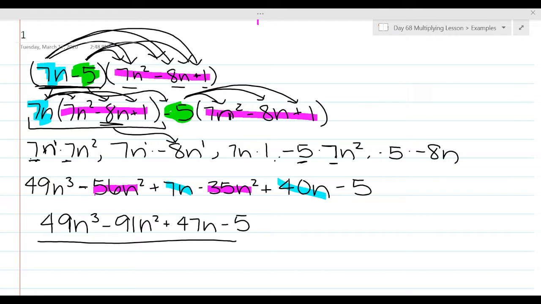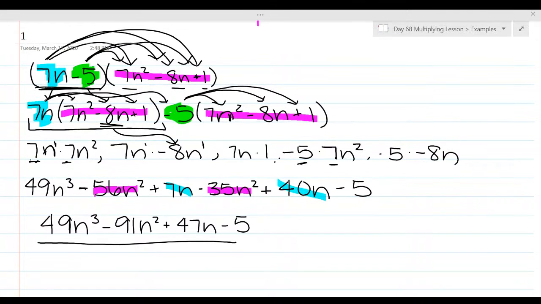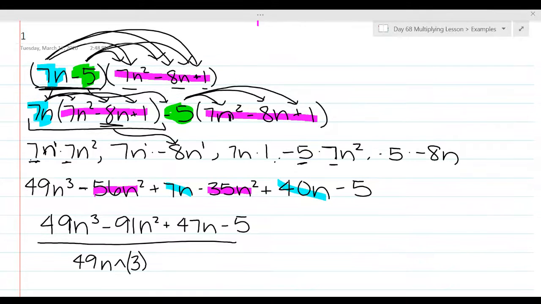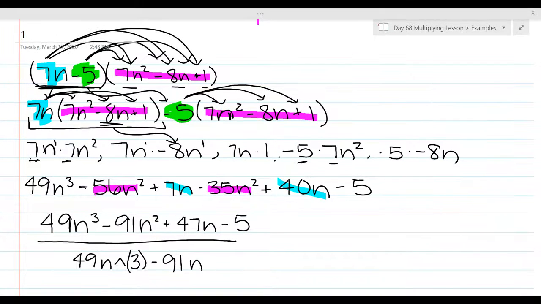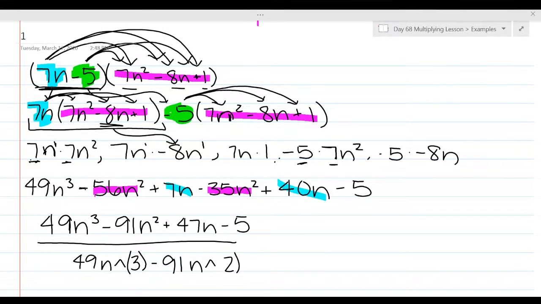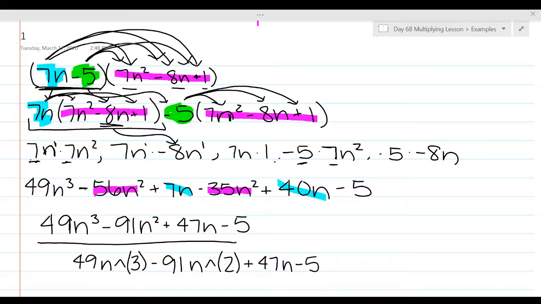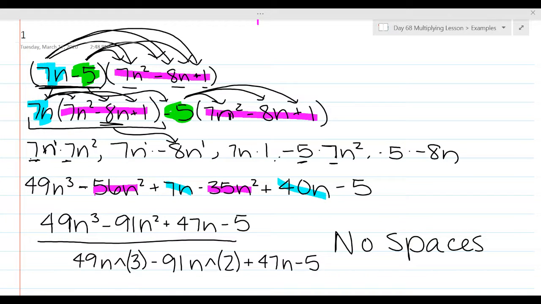Remember, when you guys are typing this in to the Google form, to type it in the correct format or it's not going to count it correct. So this would be typed out as 49n caret, 3 in parentheses, minus 91n caret 2 in parentheses, plus 47n minus 5. No spaces. I've been seeing some spaces in some people's Google Forms and it's gonna count it wrong, right? Okay, so there's our answer.